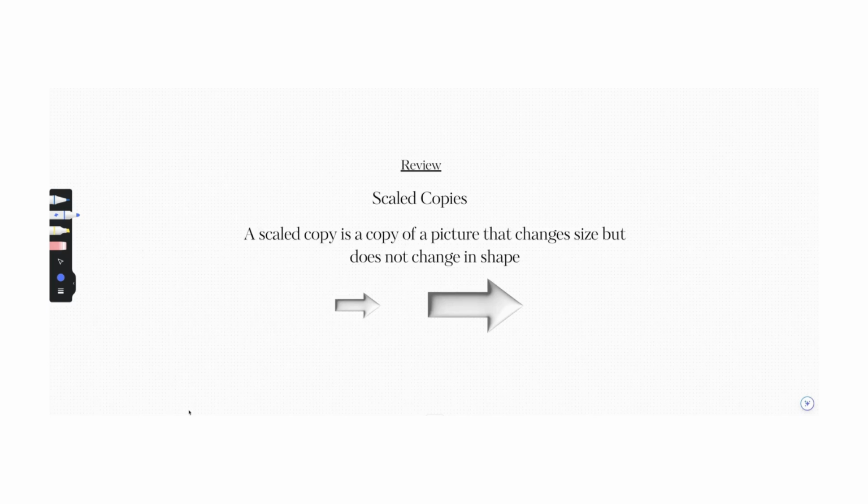Let's review real quick scaled copies. Remember, a scaled copy is a copy of a picture that changes size but does not change in shape. So there's a key thing about this: it changes size, but the shape does not change. What I did is I took this little arrow here and made a copy of it, and then I made it larger. So this larger arrow has the exact same shape as the smaller arrow, but it has a different size. That's what a scaled copy is.